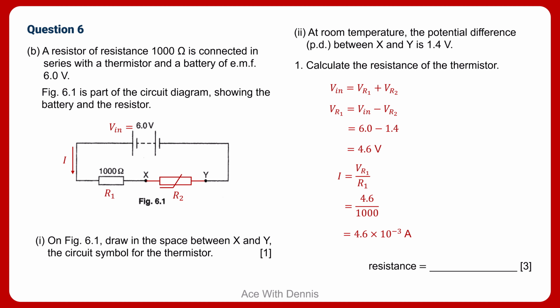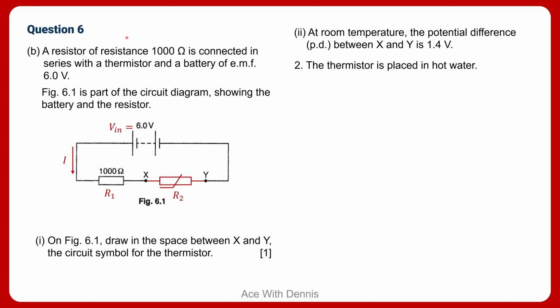We'll get 4.6 times 10 to the power of negative 3 amps. Then R2 will be VR2 over I, because they are connected in series, so the current will be the same. R2 is the resistance of the thermistor, so substitute the values: 1.4 divided by 4.6 times 10 to the power of negative 3, and we'll get 304 ohms, rounded off to 3 significant figures. So the answer will be 304 ohms.